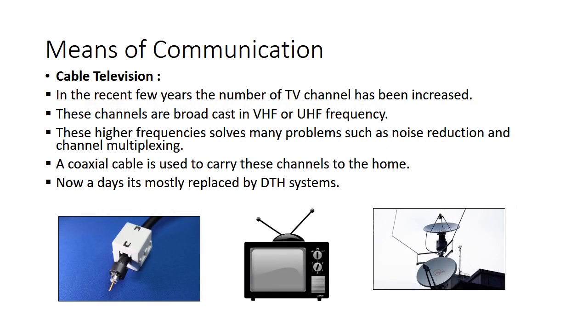The next application is cable television. In the recent few years, the number of TV channels has increased. These channels are broadcast using VHF or UHF frequencies. These higher frequencies solve many problems such as noise reduction and channel multiplexing. A coaxial cable is used to carry this channel to the home. Nowadays, cable television or the cable has been replaced by DTH systems.